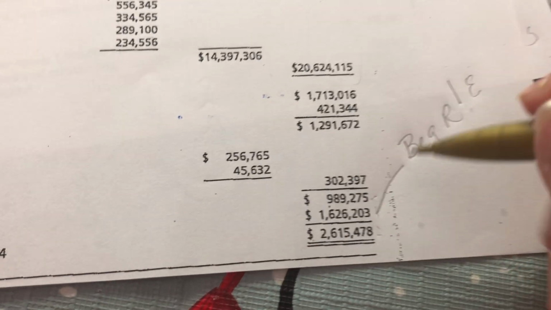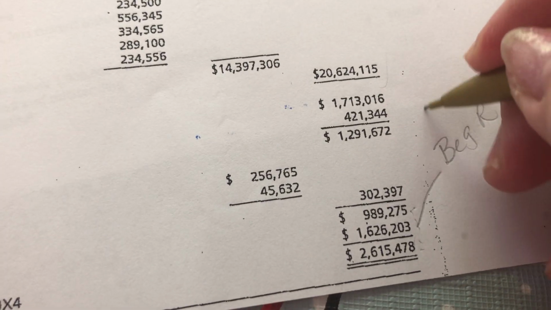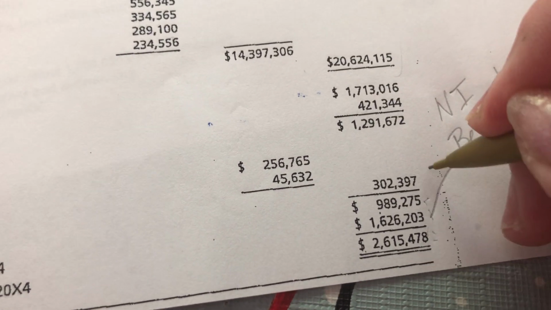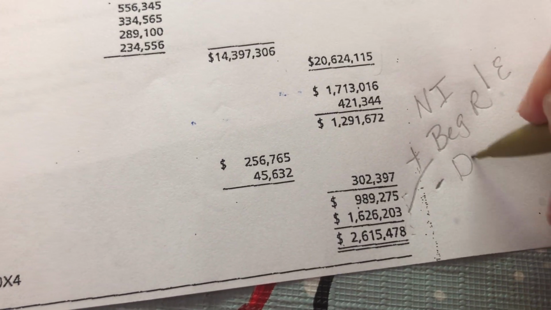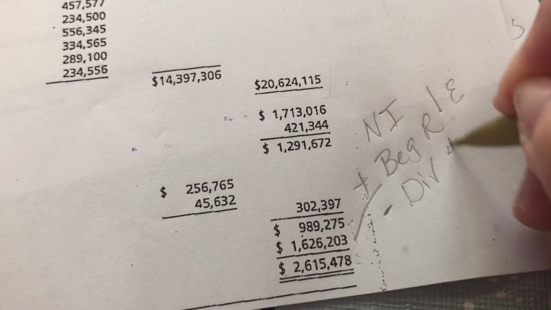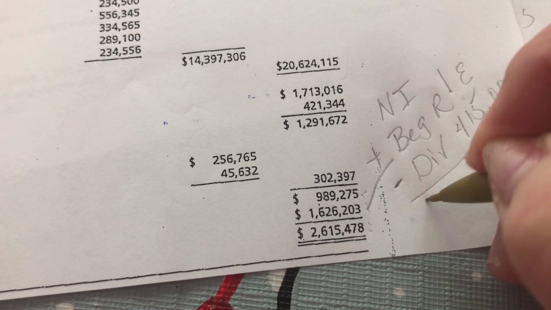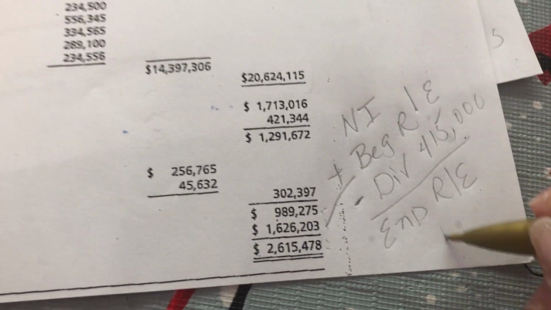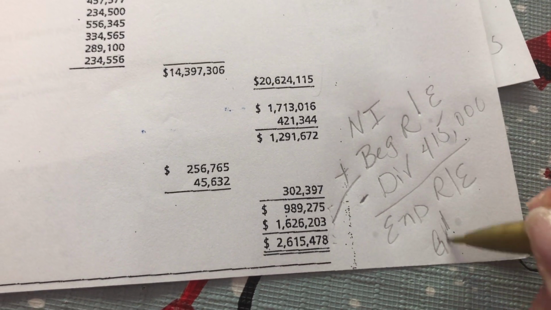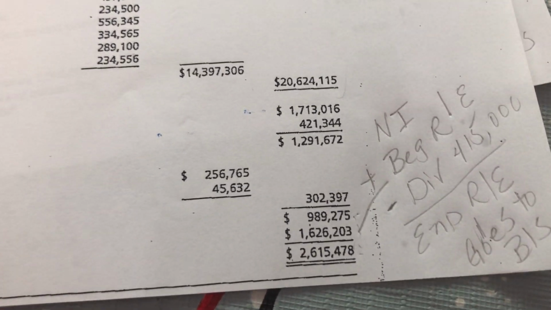And the way to adjust it is you're going to have your net income here. Notice net income. You're going to have net income plus beginning retained earnings minus your dividends of $415,000. That's going to give you your ending retained earnings, and that number goes to the balance sheet, okay?